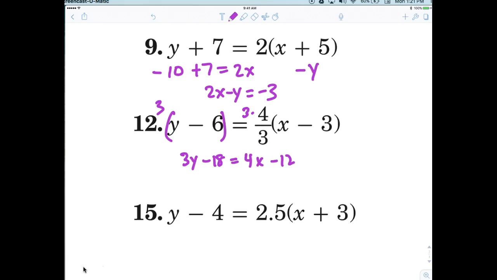Now, again, I want the x to be positive. So I'm going to throw the 3y over to the right and make it what? Throw the negative 12 to the left and make it beautiful. 4x minus 3y equals negative 6. Everybody feeling good about that?